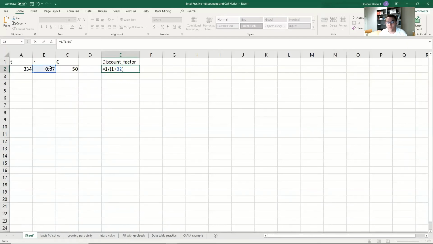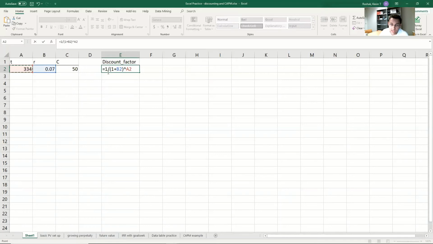Then we have to raise it to T. So we have to use this little caret thing here. It's on the number 6. You hit Shift 6. It gives you a caret. That's an exponent. What do we have to raise 1 plus R to? We have to raise it to T. Well, where is T sitting? We tell Excel, look in cell A2 to get the time period.